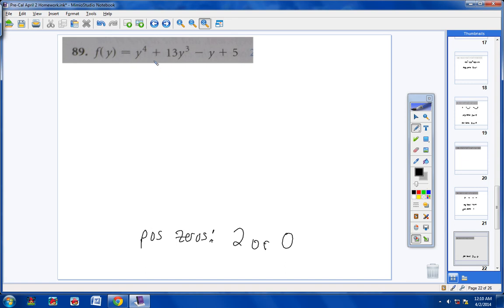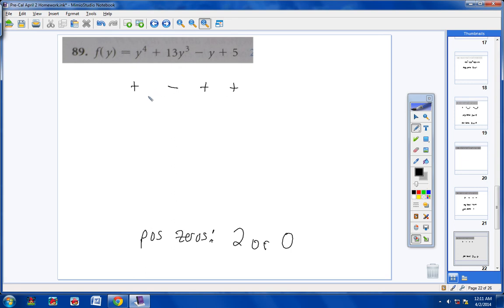And now let's put a negative y in for y to the 4th. That gives you out a positive. Put a negative y in here. That gives you out a negative times the positive 13 is a negative. Then put a negative y in here. A negative times a negative would be a positive. And then bring down your positive.